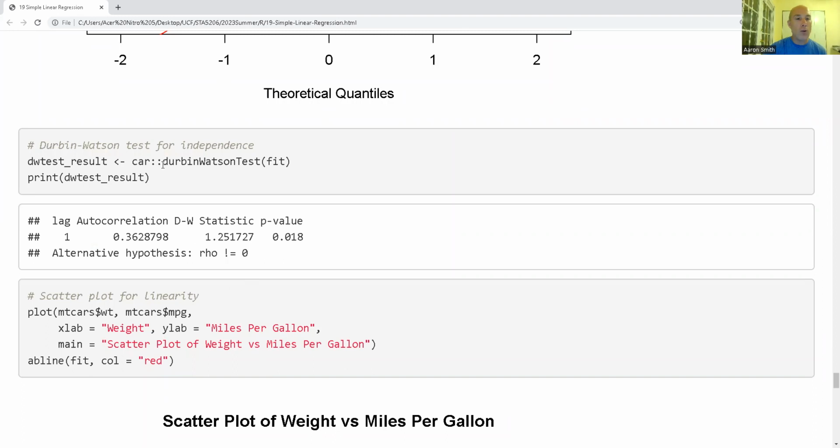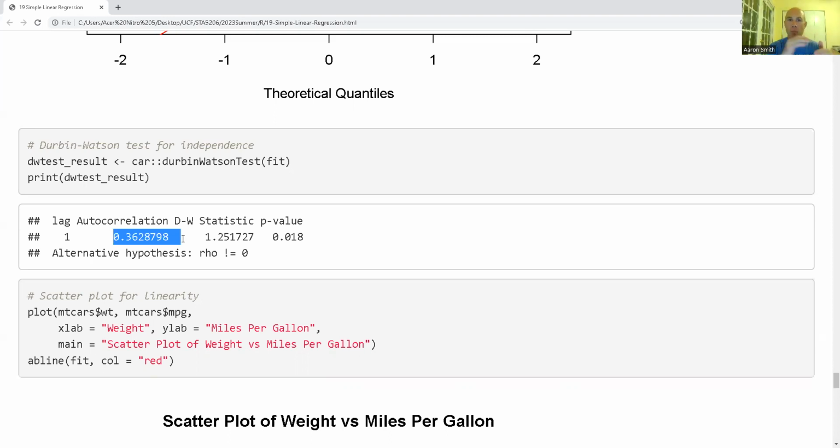Now we can run the Durbin-Watson test for independence. This is a small p-value, so it looks like we don't have independence. The autocorrelation is at 0.36. This data set has no necessary order; there isn't a time aspect. So I'm just showing you how to run this code, and I feel like this is okay.